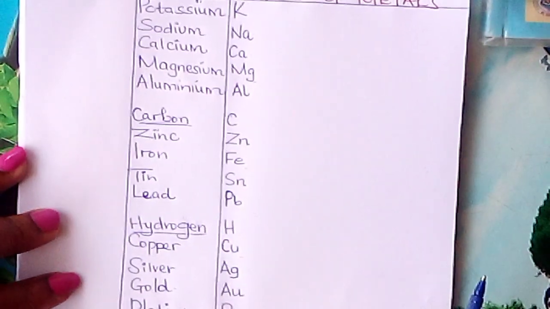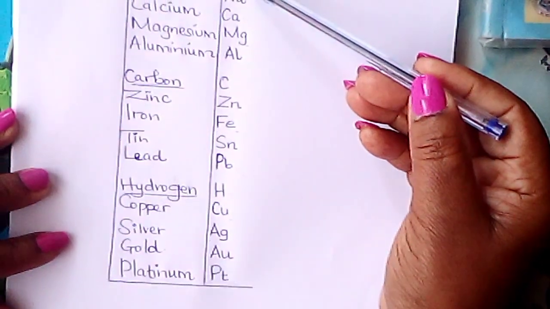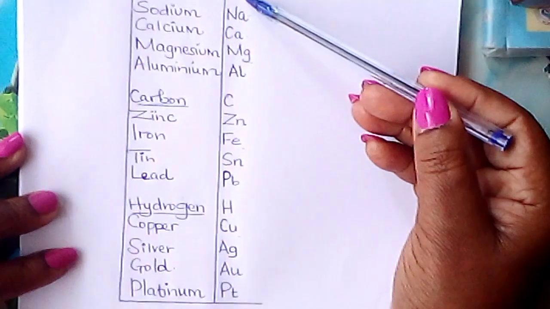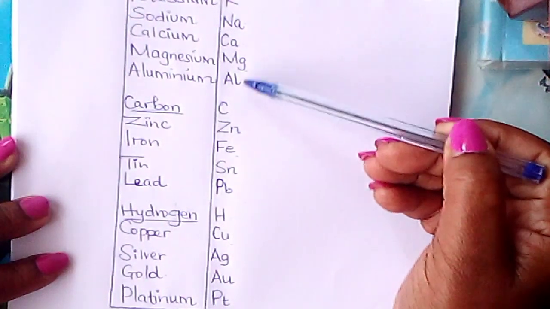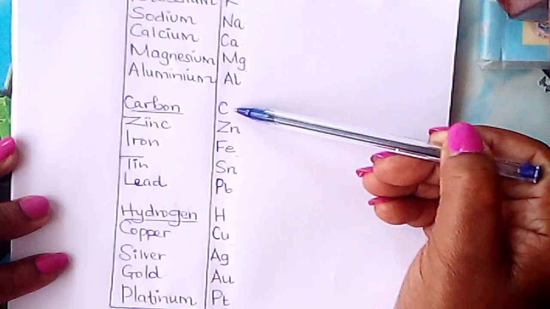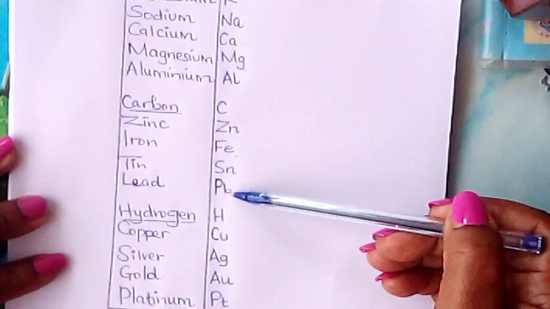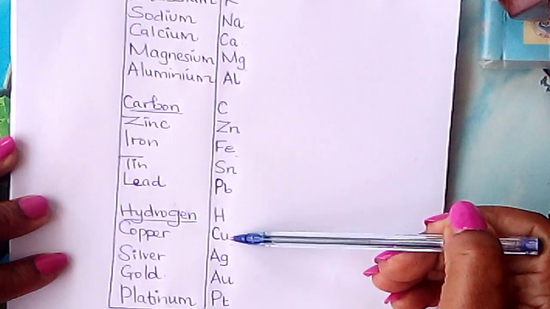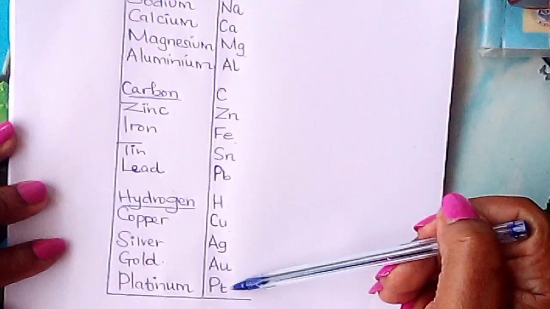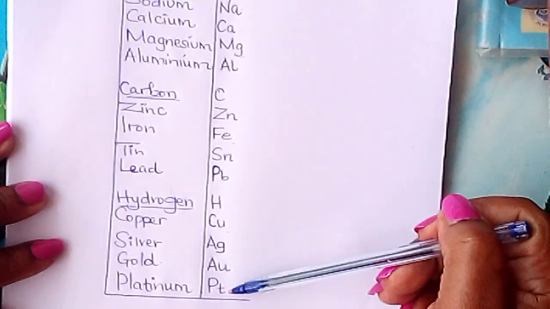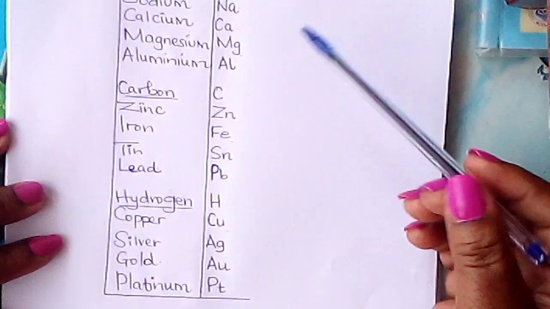You can as well use the symbols, learner. Go and practice on this. Listen to this. K Na Ca Mg Al C Zn Fe Sn Pb H Cu Ag Au Pt. Yes, learner, go and practice on that.